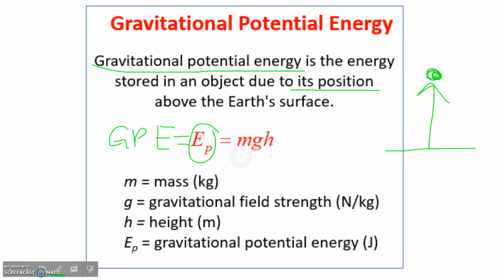So the object has to have a mass, and then the gravity is due to Earth's gravity. So we're going to be using 9.8 or 10 in some cases, just because it's so close, it's easier to use 10. And then whatever the height is.